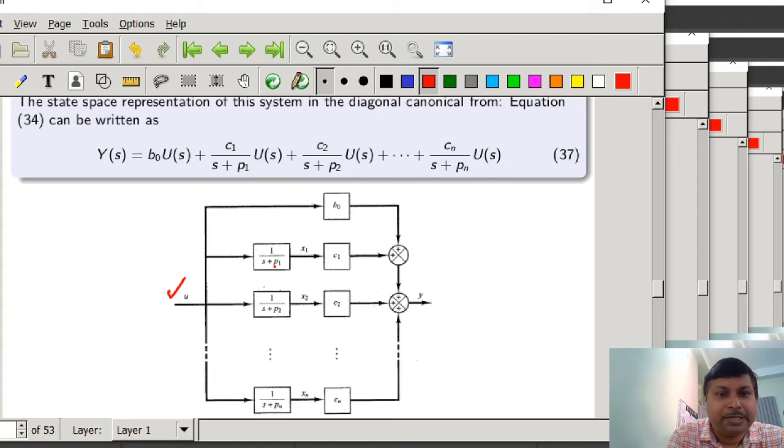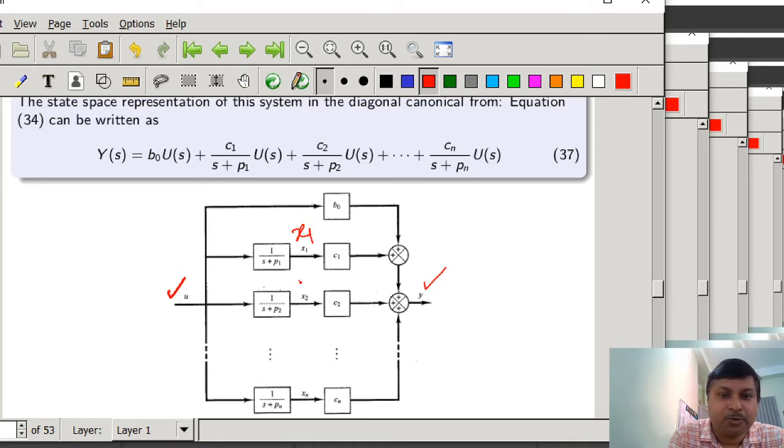Now 1 by s plus p1 is multiplied with the coefficient c1, then it is added. Like that, 1 by s plus pn is multiplied with the coefficient cn and it is added. All these terms are added to get the y, and the outputs of these blocks 1 by s plus p1, 1 by s plus p2 and 1 by s plus pn are identified as state variables.